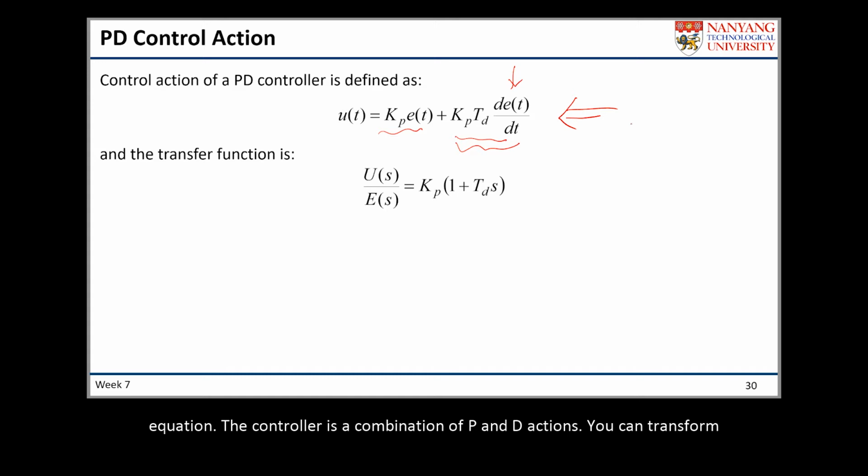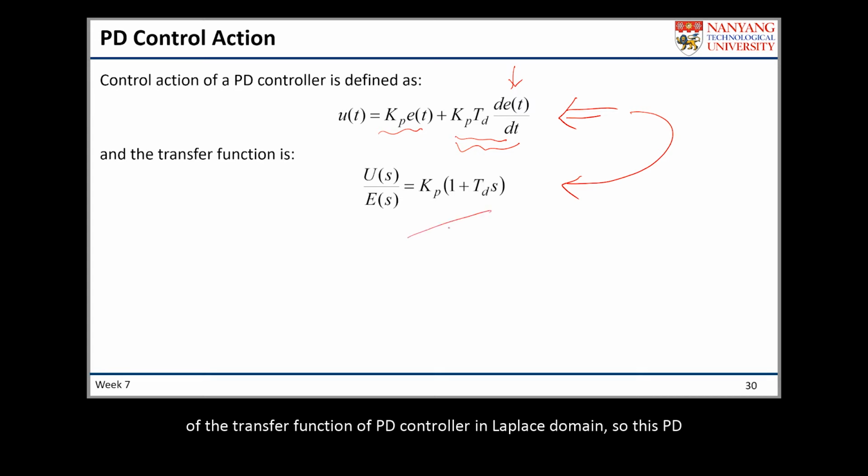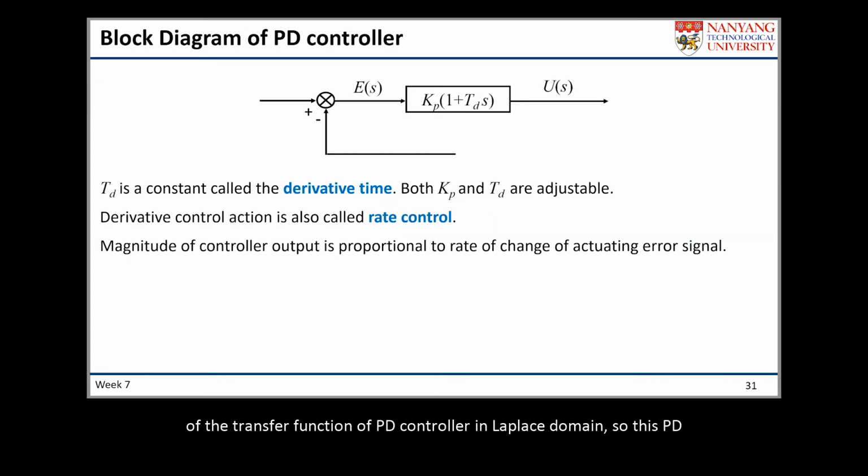The controller is a combination of P and D actions. You can transform this equation into the Laplace domain like this. This is another representation of the transfer function of a PD controller in the Laplace domain. In this PD controller, a combination of proportional and derivative action, there are two parameters: Kp and Td. Td is what we normally refer to as the derivative time, and Kp is just the proportional gain.